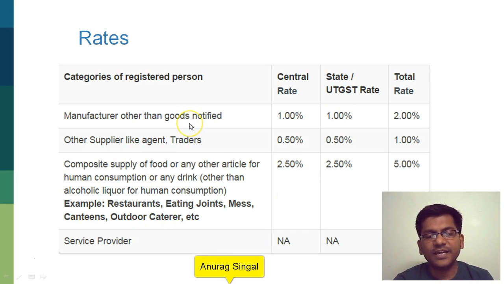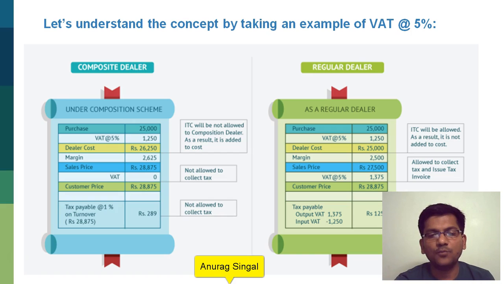What are the rates? In case you are a manufacturer other than goods notified, central rate of 1%, state or UT GST rate of 1%, so total 2% is your incidence. If you are another supplier like an agent or trader, it's 0.5% and 0.5%, that's 1%. In case it's composite supply of food or any other article of human consumption or any drink other than alcoholic liquor, for example restaurants, eating joints, mess, canteen, outdoor caterer, it's 2.5% and 2.5%, altogether 5%. And remember, a service provider cannot avail of the composition scheme.